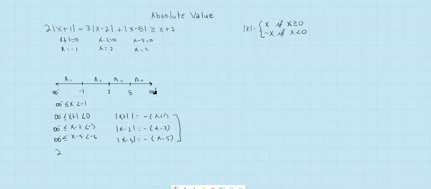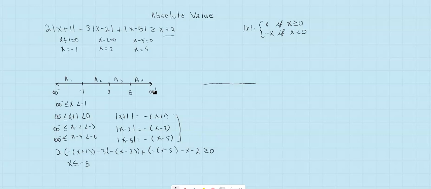It will be 2 times minus x plus 1 minus 3 times minus x minus 2 plus 5 times minus x minus 5. And we're going to bring all of this back inside. It's going to be minus x minus 2 is greater than or equal to 0. And if you work this out, you're going to get that x is less than or equal to negative 5.